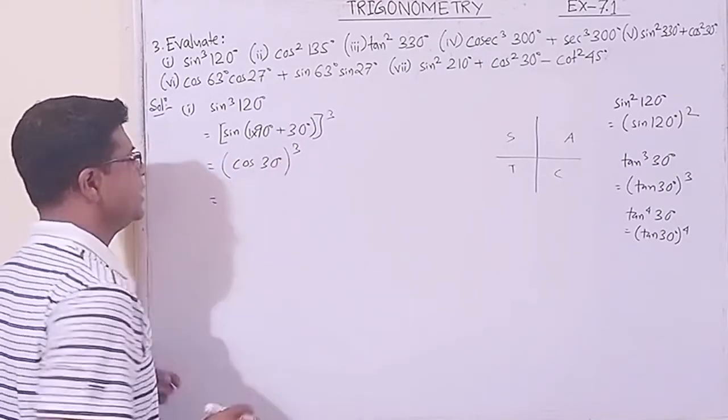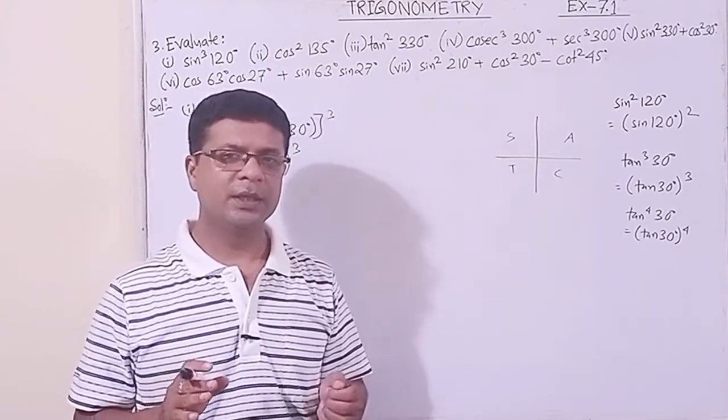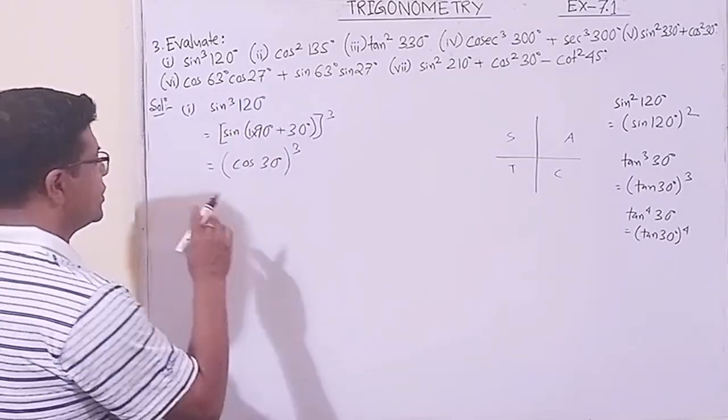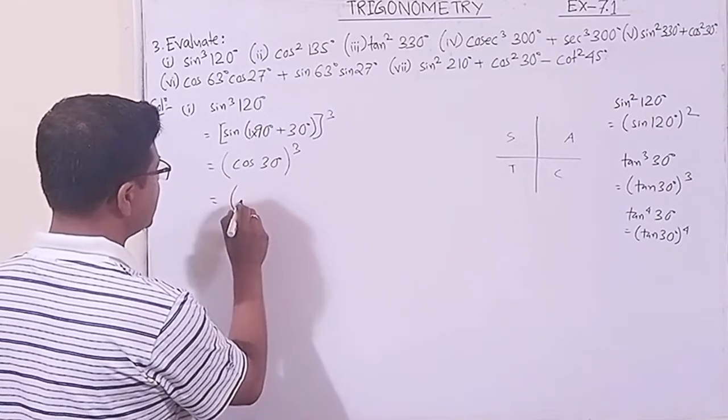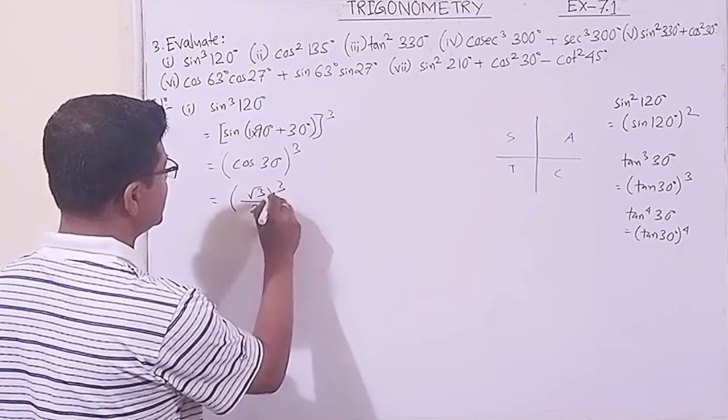Now dear students, there is no other option. You have to learn the trigonometric table. So from there, what is cos of 30 degree? Cos of 30 degree is root 3 by 2, cubed.